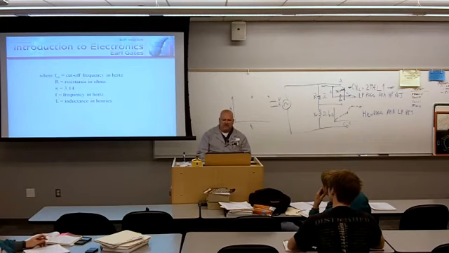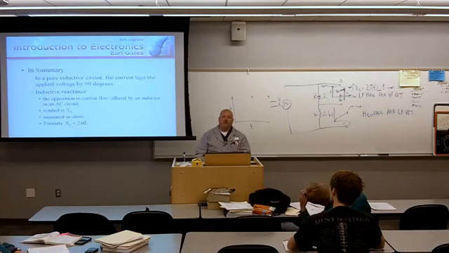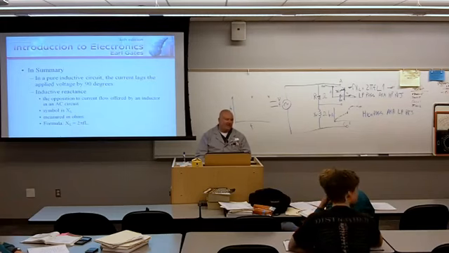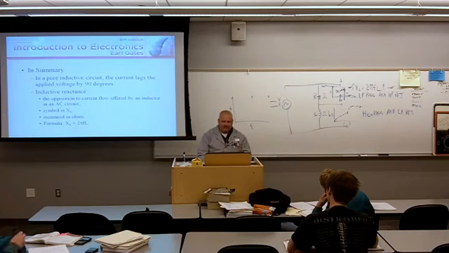So we talked about these components of the formula, FCO, R, pi, F, and L. In summary, in a pure inductive circuit, the current lags the applied voltage by 90 degrees. Inductive reactance is the opposition to current flow offered by an inductor in an AC circuit. The symbol we use is X sub L. It's measured in ohms, and the formula is X sub L equals 2 pi F L.